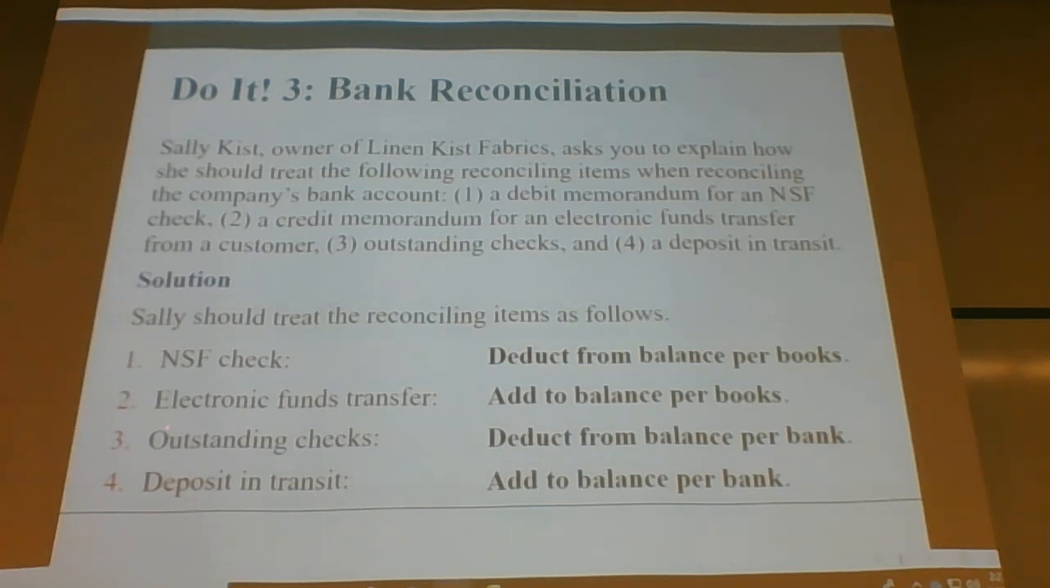Numbers three and four, outstanding checks are deducted from the bank balance. However, I will say this, they should have been deducted as soon as we wrote the check. We don't wait until we get word from the bank. We make this deduction immediately, and the same thing with deposits. We make this immediately. These three and four will not be an actual reconciling item for the books.